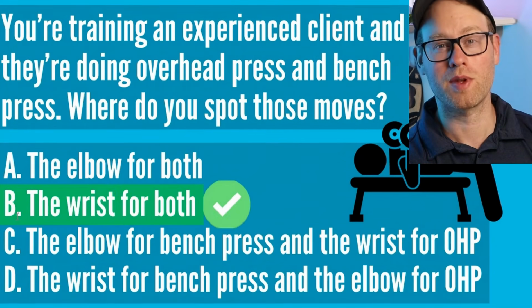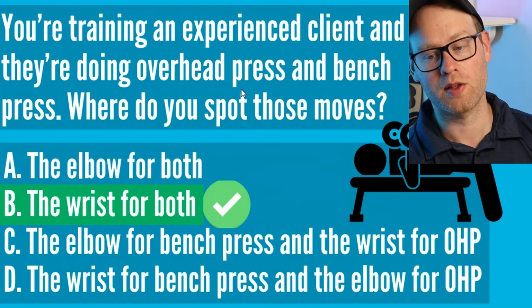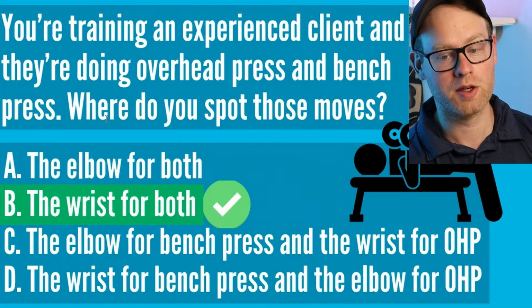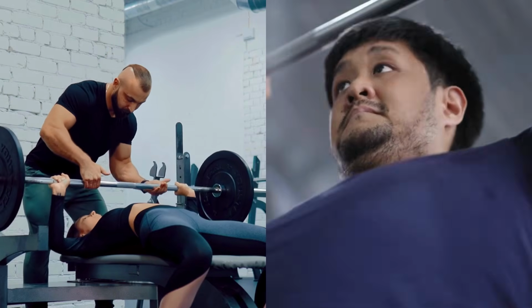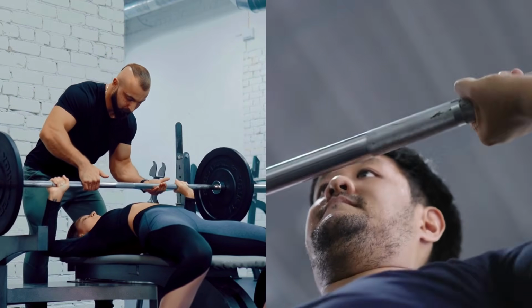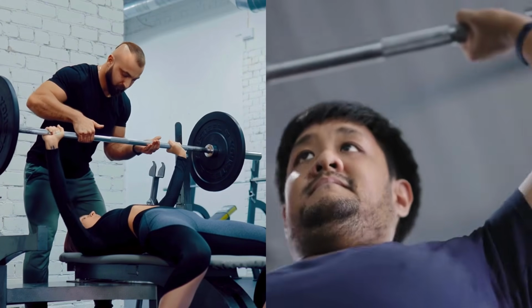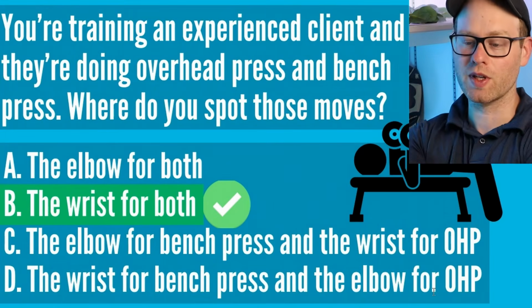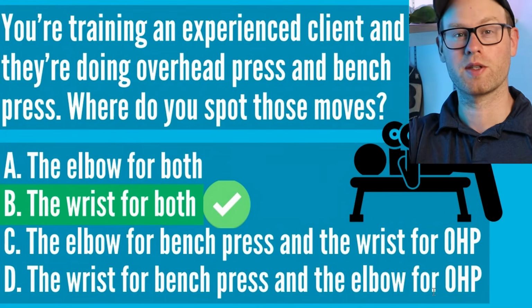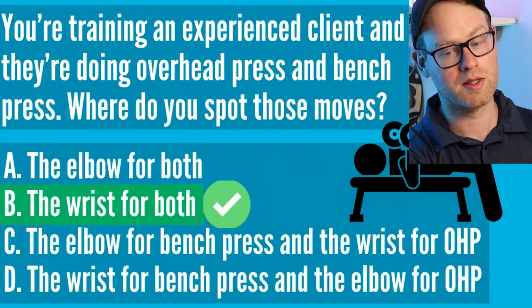I always find this answer to be a little bit weird, but the correct answer here is B, the wrist for both. So that means when a client is doing an overhead press or a bench press, you are spotting at their wrist. I think it's important to think of where my hands would be the most effective to help if the client was starting to fail or lose form. It's tempting to choose an answer with the elbow in it, but if you think about boosting somebody's elbow up, whether they're bench pressing or overhead pressing, it's really just not going to be too stable. So yeah, the wrist is the best answer for both.